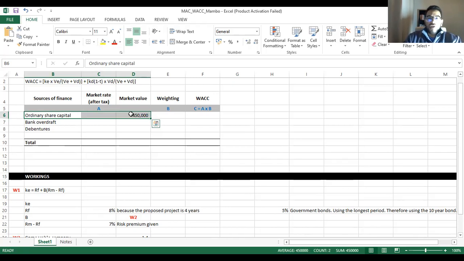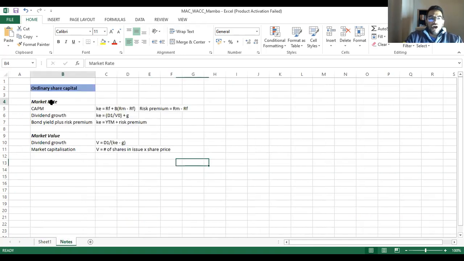So in the scenario, under ordinary share capital, we were given the market value of ordinary share capital at $450,000, but we were not given a market rate. Now remember, to calculate the market rate under ordinary share capital, we have three options. We have the capital asset pricing model, CAPM. We have the dividend growth model, and then we have the bond yield plus risk premium. The bond yield plus risk premium is one of the most common methods used in the real world, but it's hardly tested in the academic world because it's too easy. Okay, so the bond yield plus risk premium, that is yield to maturity plus risk premium.